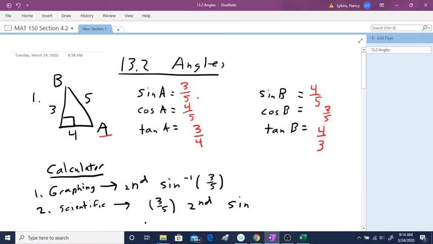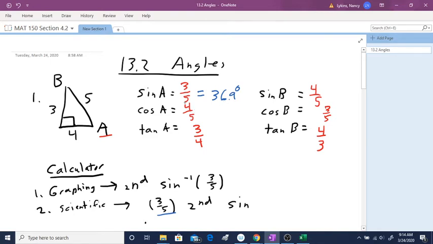If you do this correctly, you should get 36.9. If you're not getting that on the graphing calculators, there's a mode button right in the top middle. If you click on that, it'll give you some options. It'll say radian and degrees. Put it in degrees. Those that have scientific calculators, you would want to do parentheses, 3/5 in parentheses, the second and sine, and you should get the same value, 36.9.